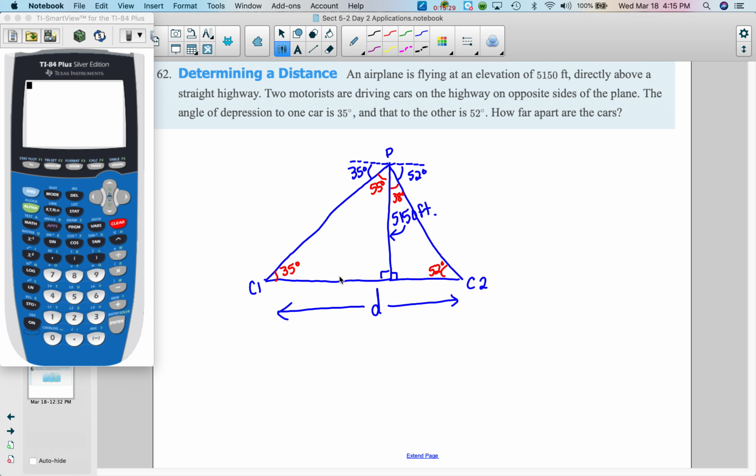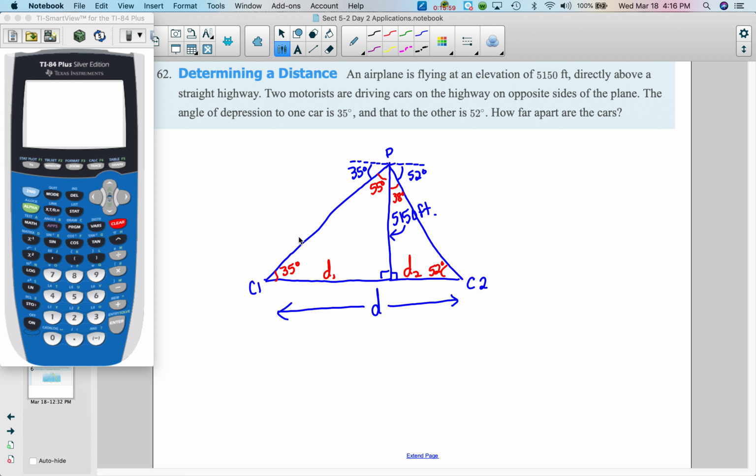So we're going to have to use our triangles to find some information. I had to pause it so I could see it, but some of you may have already seen it. We know this piece right here. So if I use this 35-degree angle, then the 5,150 is the opposite side. And then I'm going to call this D1, and I'm going to call this D2. And then that way we can get the sum of those.